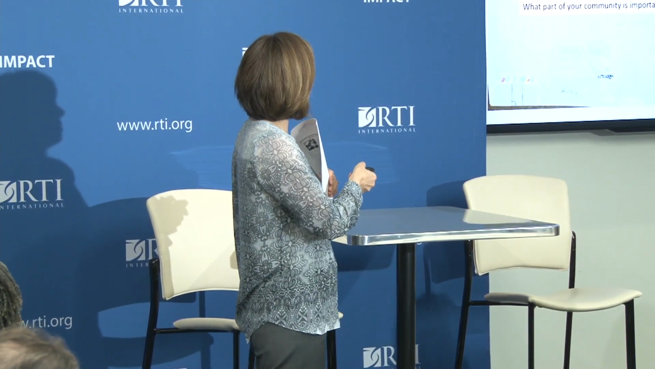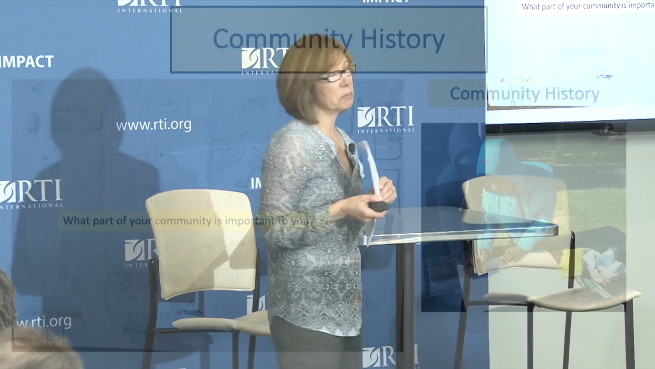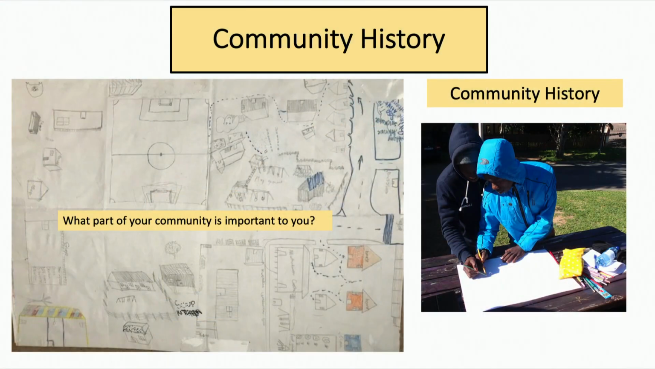Okay, go back. Another project that we did was a community history project. So we started by asking students, what part of your community is important to you? Students started by creating maps. They identified topics or areas. We then provided different artifacts that help them discuss and talk about. So kind of this first text of different aspects of the community.